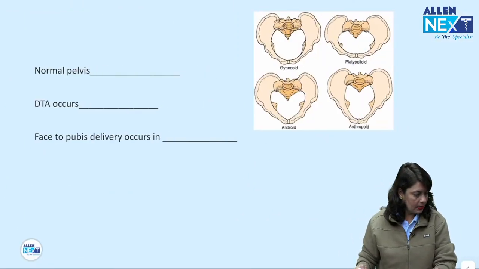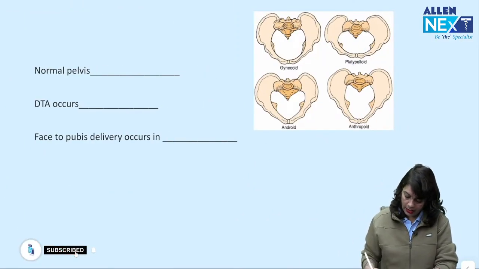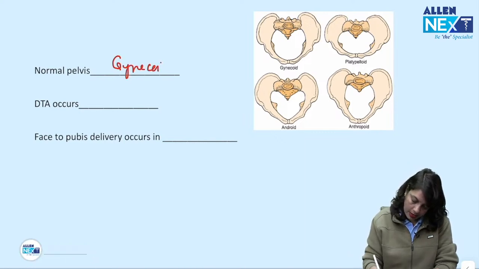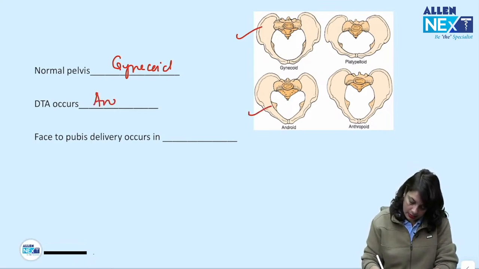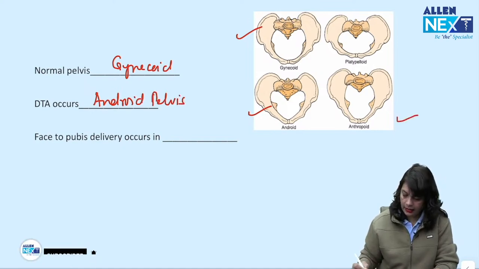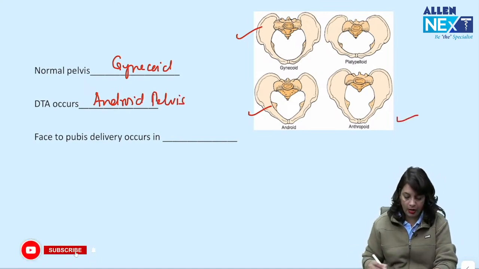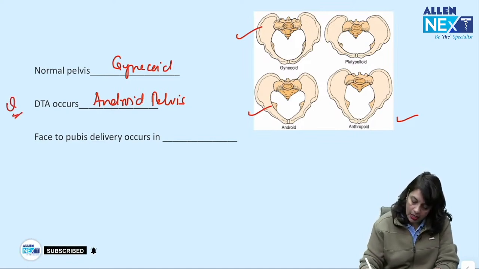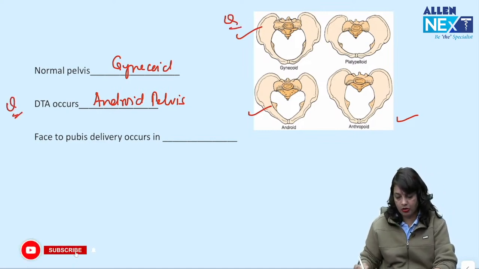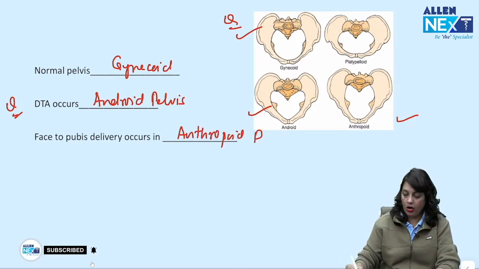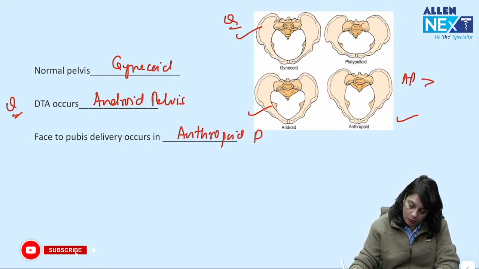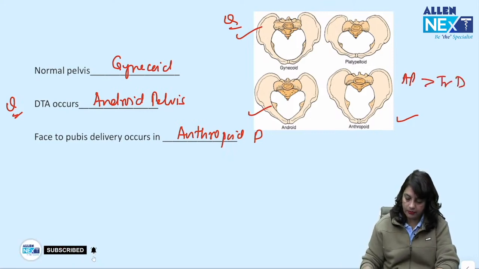Fine. Next, normal pelvis in a female is gynecoid pelvis, this one. Then deep transverse arrest occurs in android pelvis and even in anthropoid. But one answer to mark, it is android pelvis, question asked in NEET. Image based question of gynecoid pelvis has also been asked in NEET. Face to pubis delivery occurs in anthropoid pelvis because anteroposterior diameter is more than the transverse diameter.